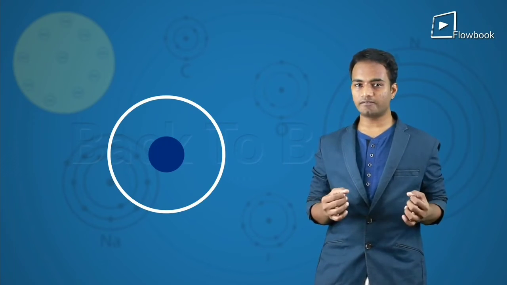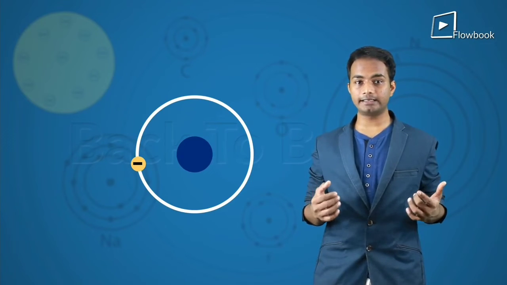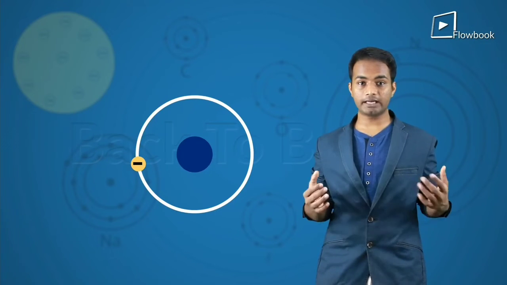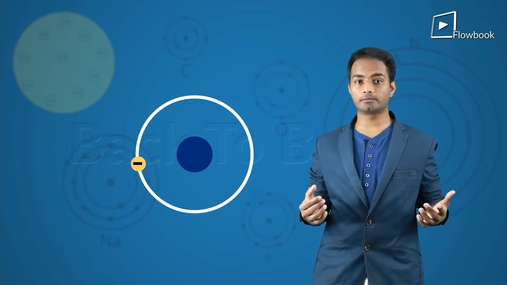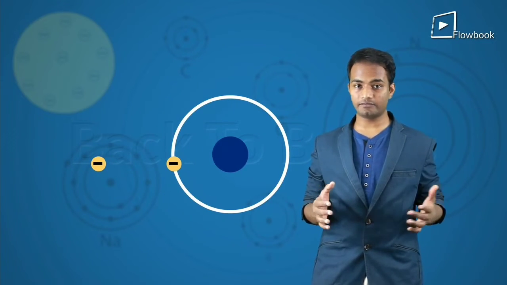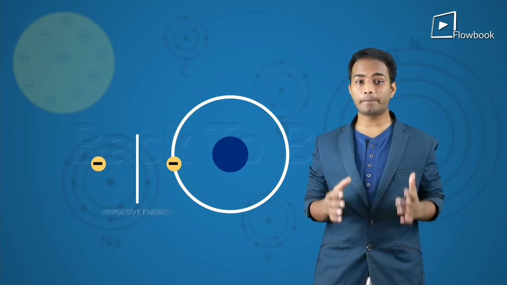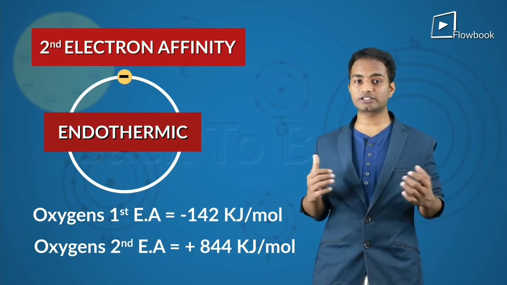Well, you see, in the first electron affinity, you are trying to stuff an electron into a neutral atom. But in the second electron affinity, the atom is not neutral anymore because it already has an electron in it and now it's a negatively charged ion. So, when you bring the second electron close to it, you know that negative repels negative, so there is a repulsive energy here. And for us to overcome this repulsive force, we need to add more energy. And that is the reason why the oxygen's second electron affinity is endothermic and not exothermic.